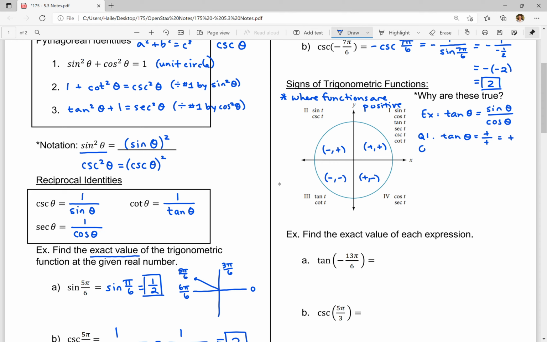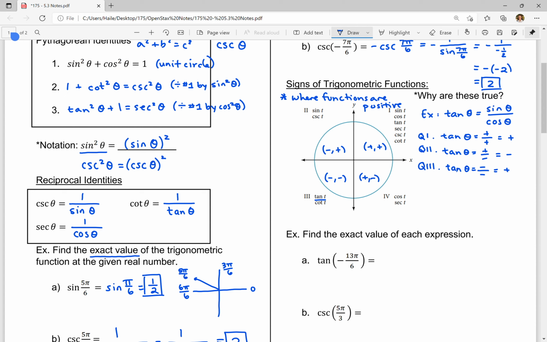In quadrant 2, tangent of theta is going to be a positive number divided by a negative number. So sine is positive, cosine is negative, so our division works this way, which gives us a negative number. And if we notice in our diagram, tangent is not listed for quadrant 2, which says that it should be negative. In quadrant 3, tangent is going to be a negative number divided by a negative number, which gives us a positive number. And if we go and look at quadrant 3, well, look, we see tangent is listed, so that's good.